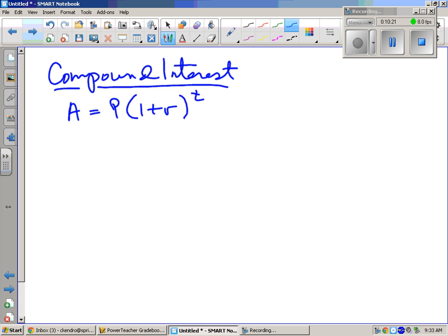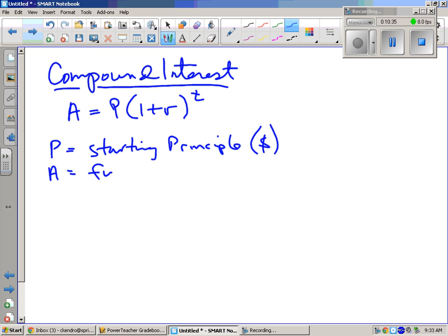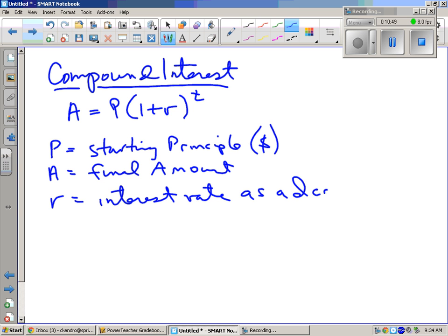Let's write down what everything stands for. P stands for the starting principal, which is the starting amount of money. A is the final amount. r is the interest rate, but it has to be as a decimal. They're not going to give it to you as a decimal in the problem. You have to turn it into a decimal. And then t is the time in years. Okay, so that is one of them.